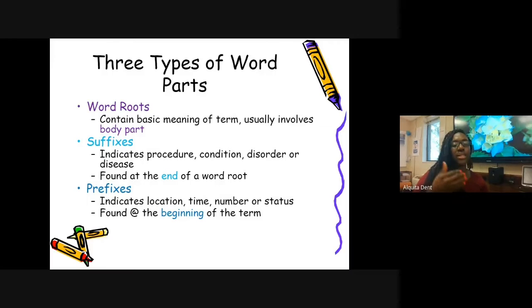All right, so the word root is like the basic or foundation piece of the word. It usually describes, I guess you could say, the body part. So like heart is cardi. So anytime we see the word root cardi, then we know that whatever that term is, it's related to the heart, or it's talking about the heart.